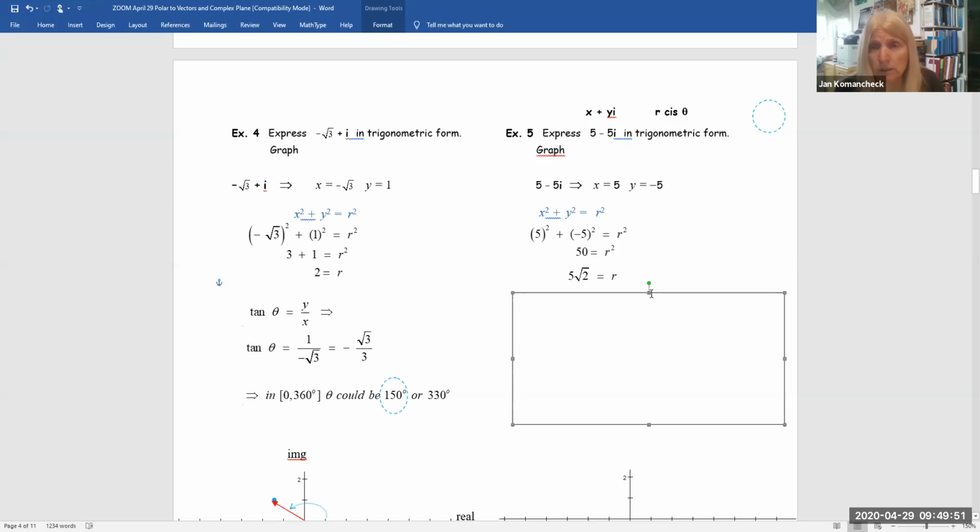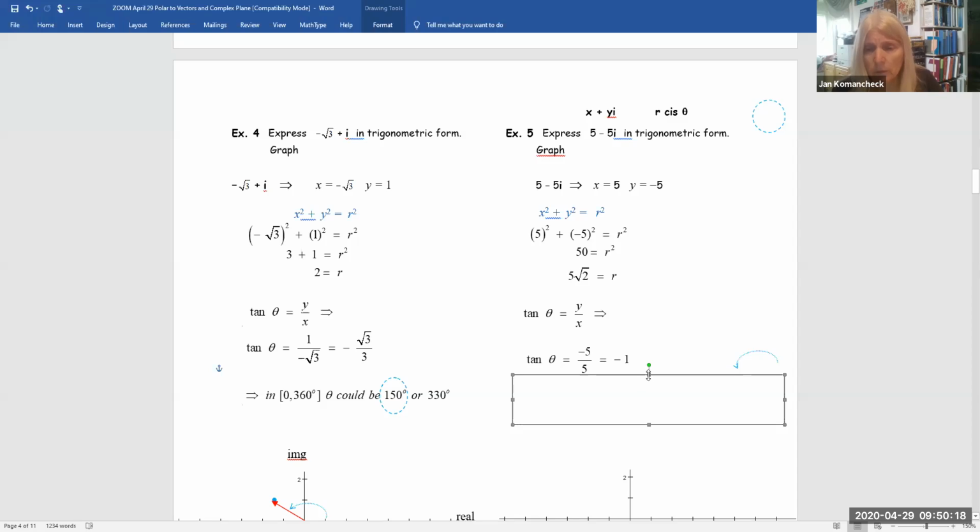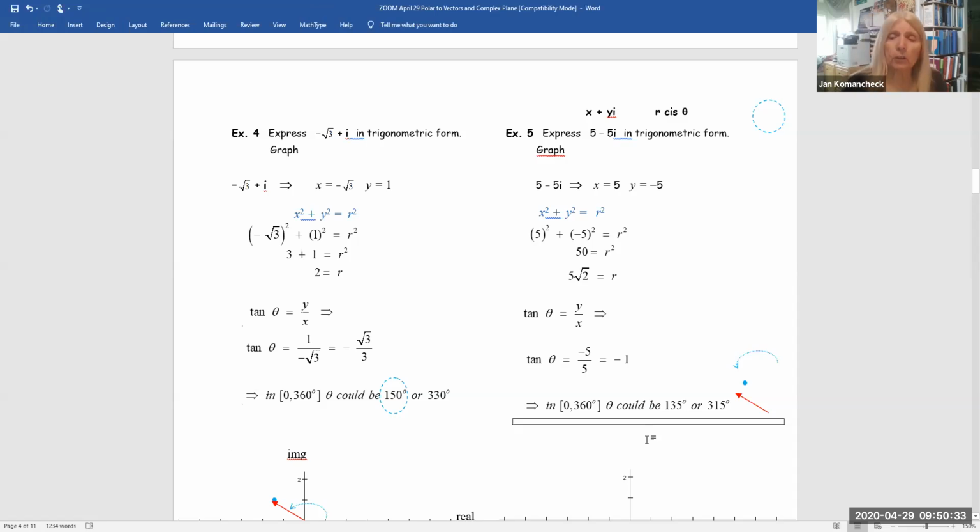Next thing I have to do is, well, I found my r. Now I have to find my angle theta so I can write my cis theta down. So how did I find it before? Oh, I did the tangent ratio. So I'm going to go ahead and do this tangent ratio. I hope I don't have to use a calculator, because I hope this one's in my mathematical toolbox. The tangent of theta is, the y is -5, and the x is 5. That gives me the tangent being -1. Okay, now I've got some issues. I know when the tangent is -1, the answer is, well, it could be 135 degrees.